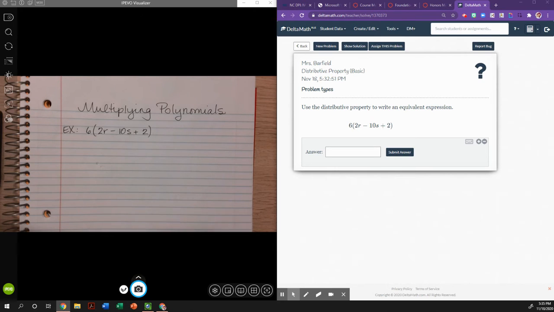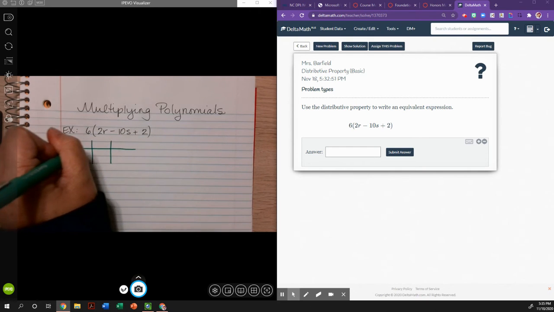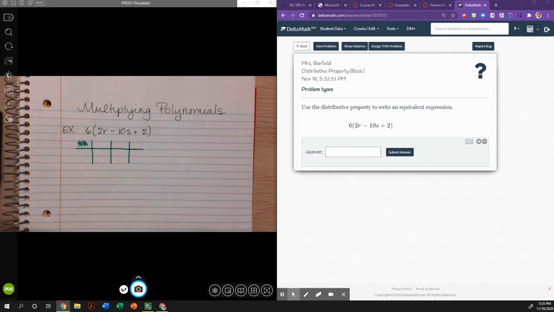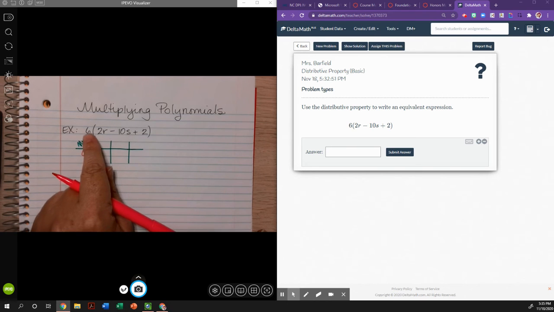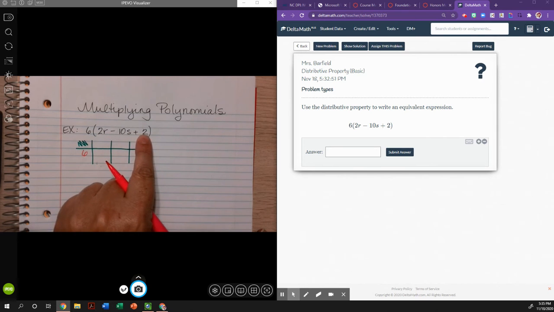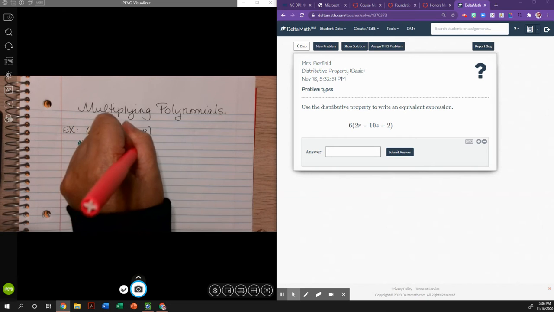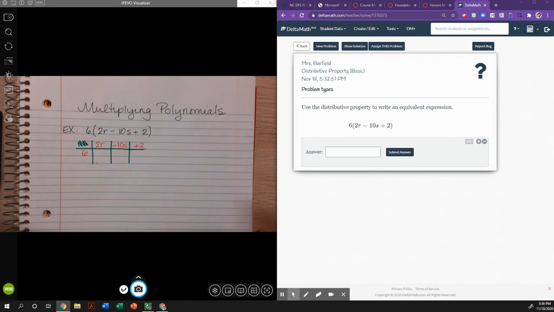All right, you are still going to use the distributive property, but I'm going to show you how to use a grid, because you're going to use a box to do the next set of problems. Okay. All right. So you're going to put 6 here. So you're going to put whatever number is outside the parentheses right here. Then you're going to put whatever's in the parentheses in the top row. And notice how I separated them by positive and negative numbers.